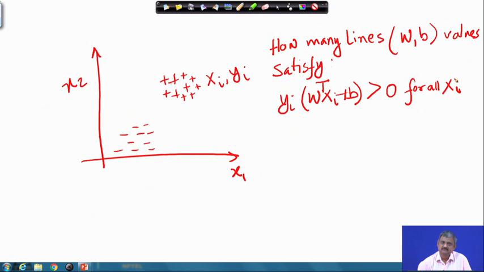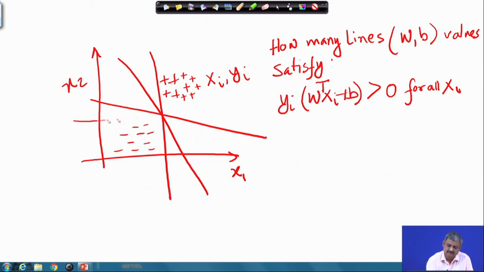So, I basically ask you the question: how many lines can you draw, so how many W and b values can you pick, so that this condition is satisfied for all the xi's given in the training set. Let us see. So, this line definitely satisfies correct classification, this satisfies, this satisfies, this satisfies. There are many lines which satisfy.